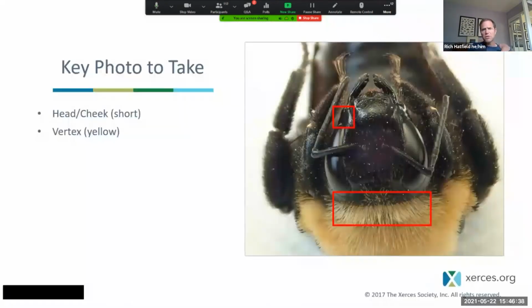In addition to the top of the head and that thorax, this species also has a pretty short cheek. And so getting a photo like the one you see here that shows off that cheek length, you may not be able to tell that this is a short cheek, but I'll show you a picture of its lookalike species in a couple minutes and you'll be able to tell the difference. So a picture that shows that cheek length and also the top of the head is another great photo to include with this species.